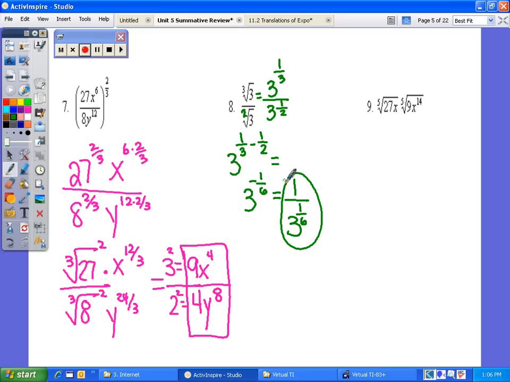Okay, we did this one in class, so it was 27 times 9, which was 243. And you know that you can add your exponents. So that would be 1 plus 14 is 15. Split these into two different problems.